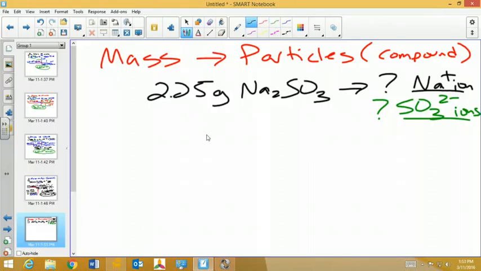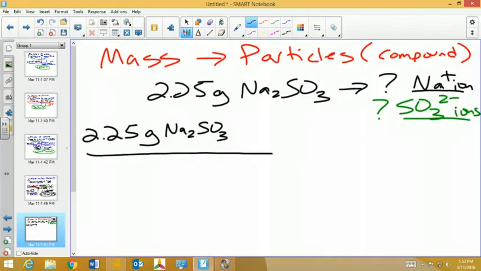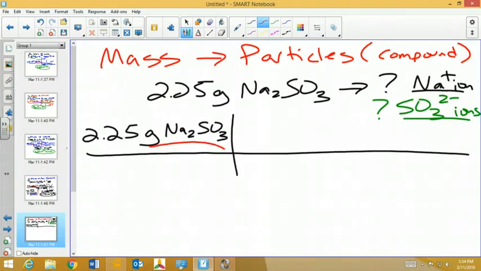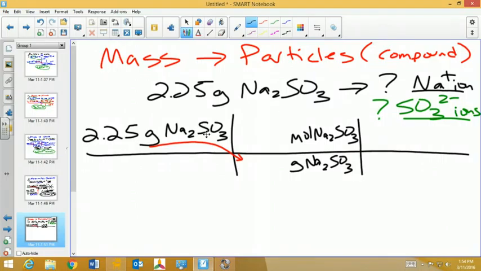So we'll do the sodium first. We'll do the same process basically for both of them, but it'll be a different ratio. So we'll start with our grams of Na2SO3, and we make our skeleton. And of course, since I have grams here, grams are going to go down there. So grams of Na2SO3 in moles of Na2SO3.